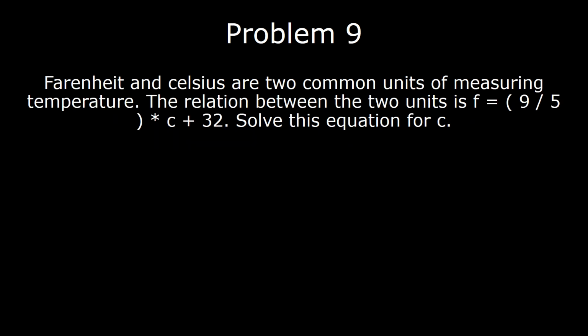Question 9. Fahrenheit and Celsius are two common units of measuring temperature. The relation between the two units is F equals 9 upon 5 times C plus 32. Solve this equation for C.